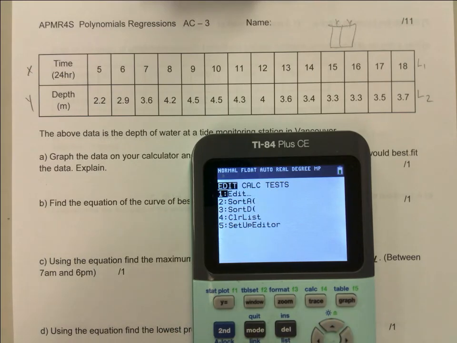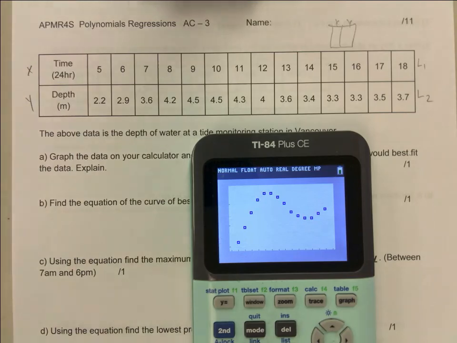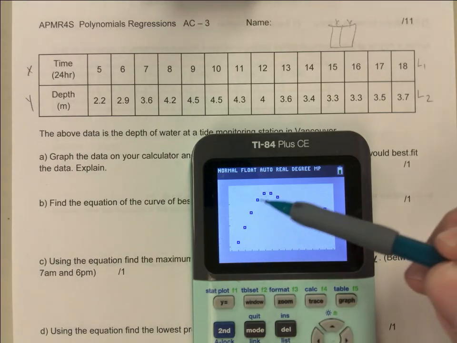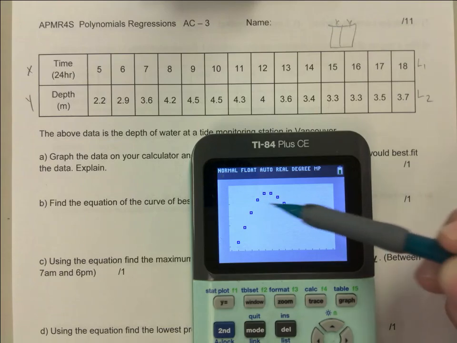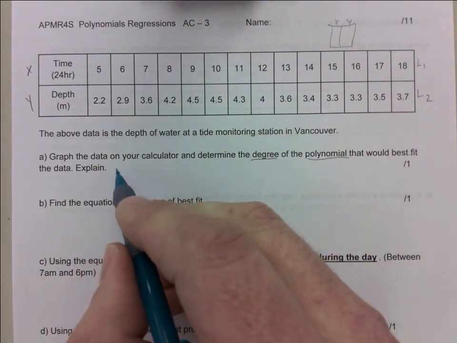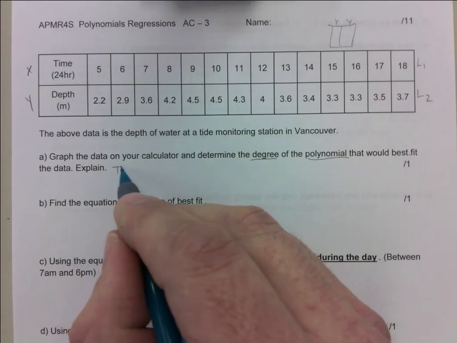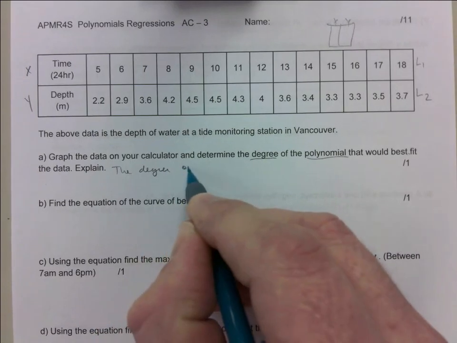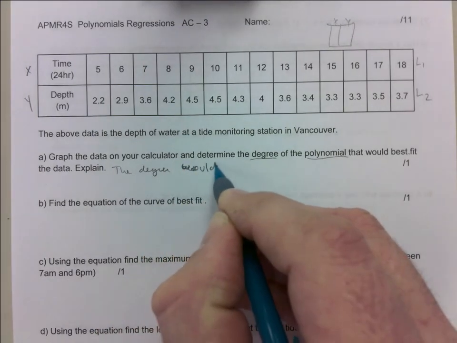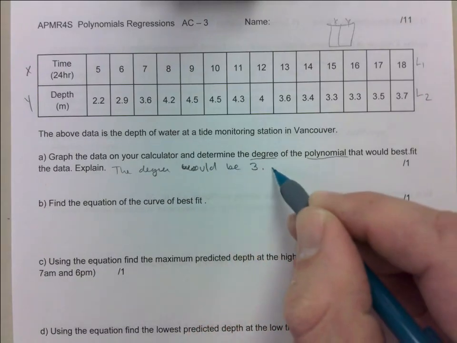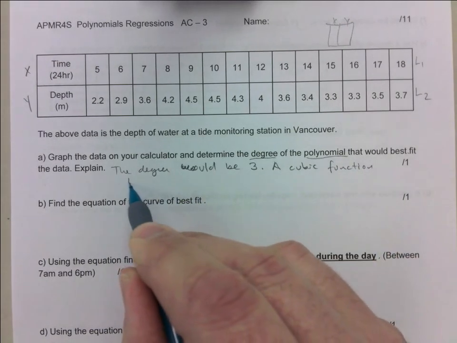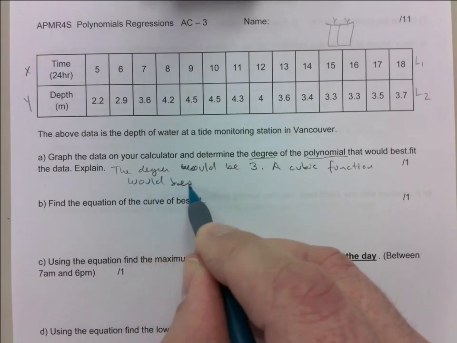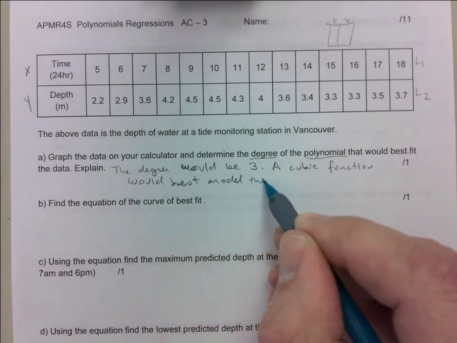Anyways, I'm going to go stat. Zoom stat. I turned on my plot 1, and this definitely looks like a cubic, right? A degree of 3, because it's got one turn and another turn. So there's no other way to do this than to pick a cubic. So the degree would be 3. A cubic function would best model this scenario.